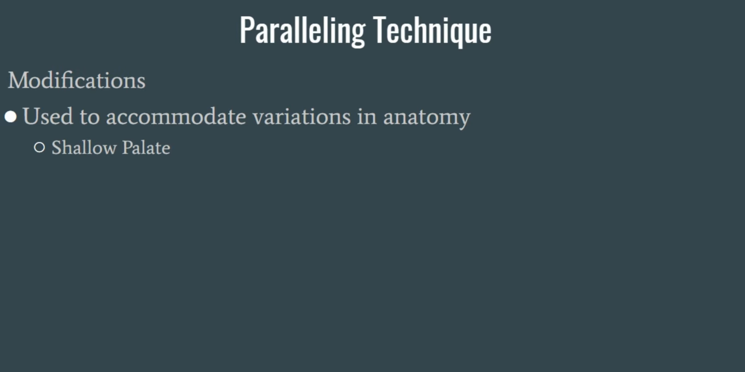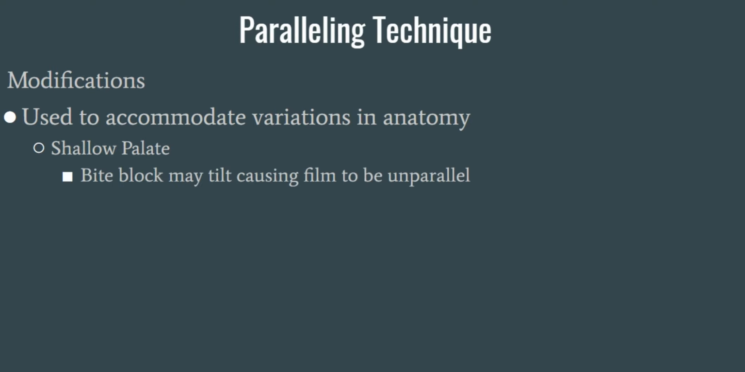When a patient has a shallow palate, it is sometimes difficult to get that parallelism, or for the film and the long axis of the tooth to be parallel. If we use a bite block, it may cause tilting, which means that the film would not be parallel. A bite block might lift up one side of the film, and then it's no longer parallel with that long axis of the tooth.